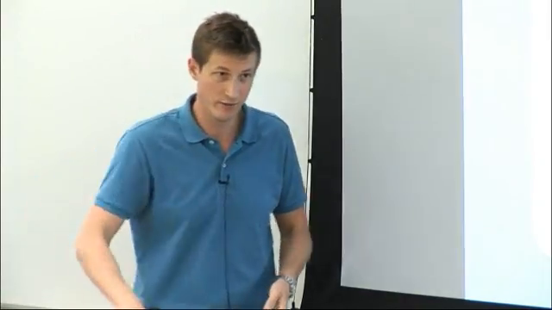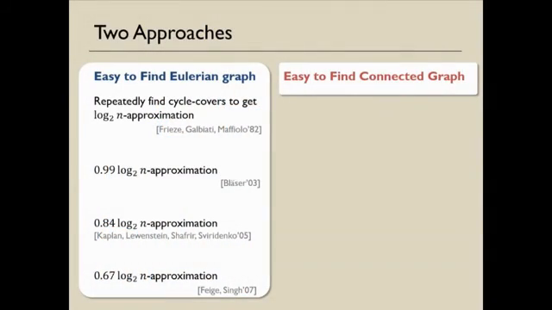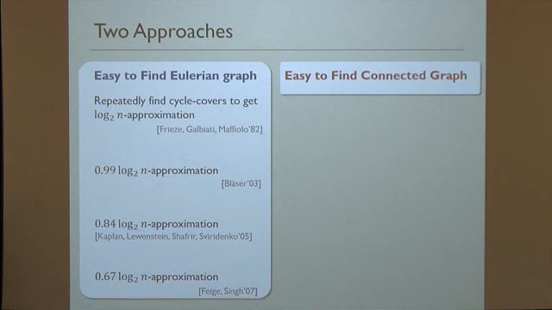Basically, the approximation guarantee you get is the number of iterations you repeat. If you're really unlucky, all your cycles will always have length 2, so you'll get a log base 2 of n approximation algorithm. You think, I should not be unlucky all the time, so you should get some cycles of length 4 in a significant fraction of the time. That turns out to be really hard to prove. There was a very nice initial paper by Frieze, Galbiati and Maffioli in the 80s that analyzed this procedure and showed that it's a log base 2 of n approximation. Then it took 20 years for Blaser to somehow ensure that you do not always get cycles of length 2.